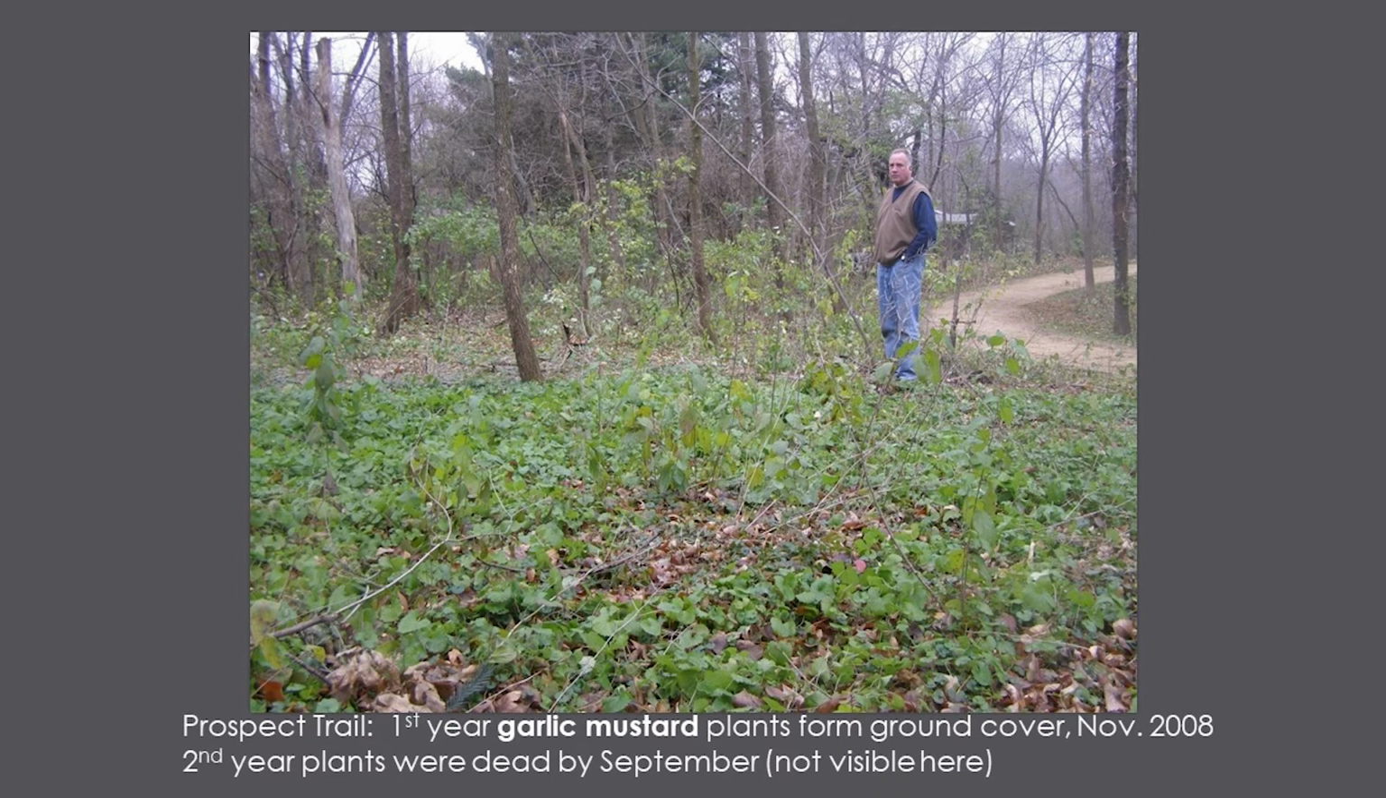All right. So here is Bob here, who lives near Prospect Trail. So this is Prospect Trail in Minnetonka. It's not too far from Grays Bay Marina and the headwaters. There was a volunteer who was doing some buckthorn work there. And then there were some crews that were doing some work in there. And they cut down the buckthorn and the garlic mustard went crazy.